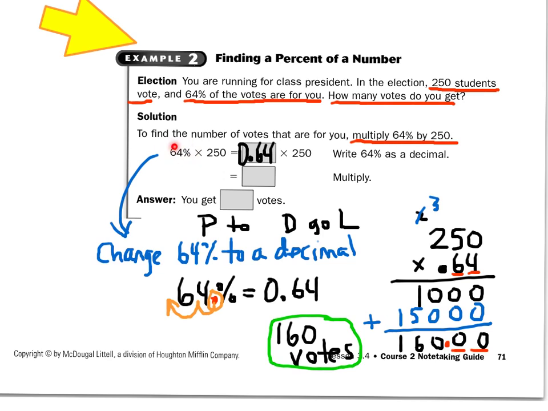Well, take a look at that 64%. We have to go down here and change it to a decimal. So remember, percent to decimal, go left 2 places. So I wrote 64%, I grabbed the decimal point, I moved it 2 places to the left, and that gave me 0.64. But now I have to remember to multiply it by 250. So I showed my work over here. 250 times 0.64 gave me 160. So I got 160 votes.